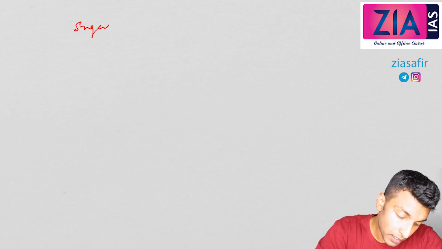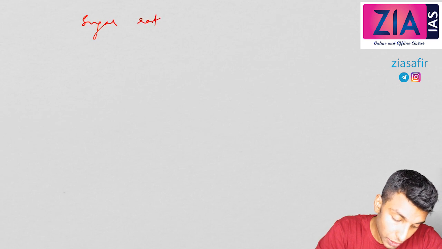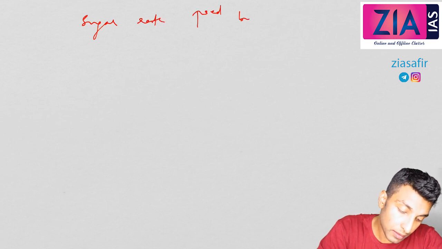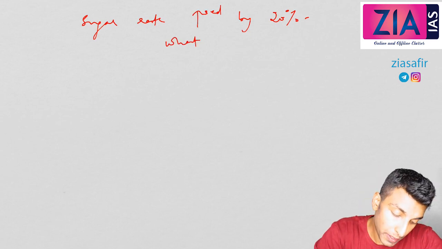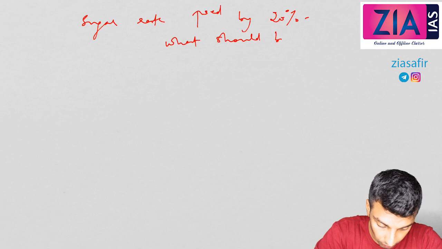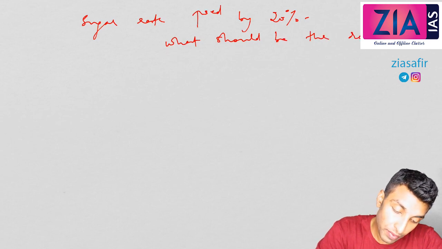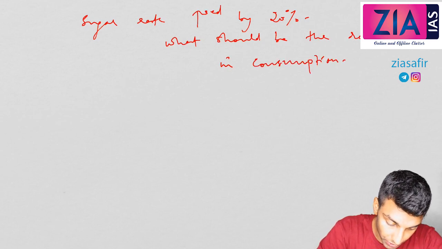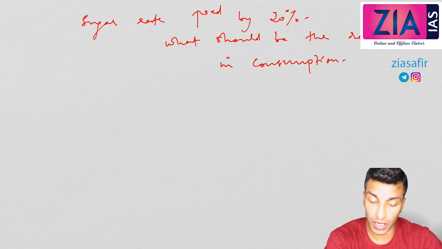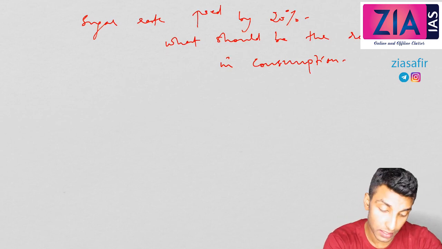So let me write the question. The sugar rate increased by 20%. So what should be the reduction in consumption? Okay, so 20% increase in sugar price, what should be the reduction in consumption?